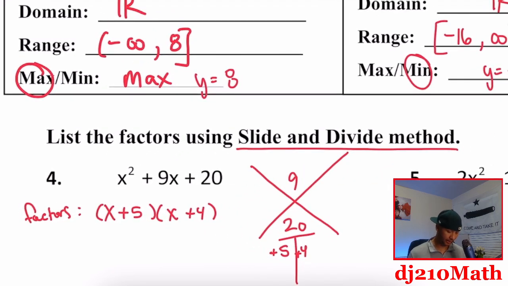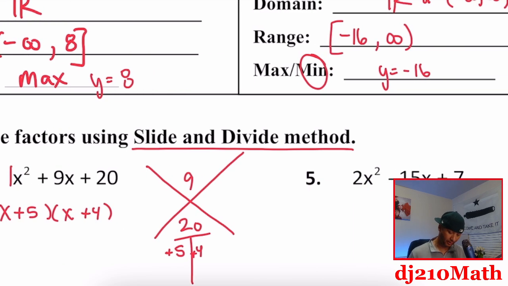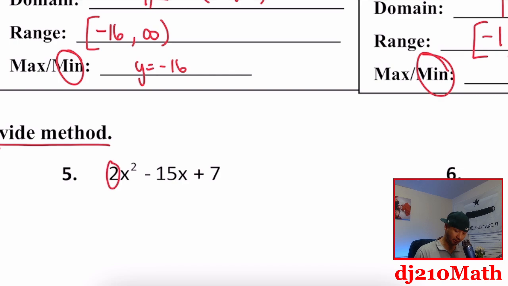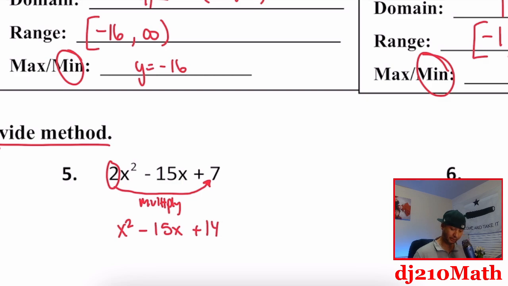Okay. Again, a was 1. There's no need to divide, right? If we were to divide by 1, we end up with the same thing. So there's no need. In 5, however, there's definitely a need, because this is not 1. So we have to slide that number over and multiply. So this is basically x squared minus 15x plus 14.